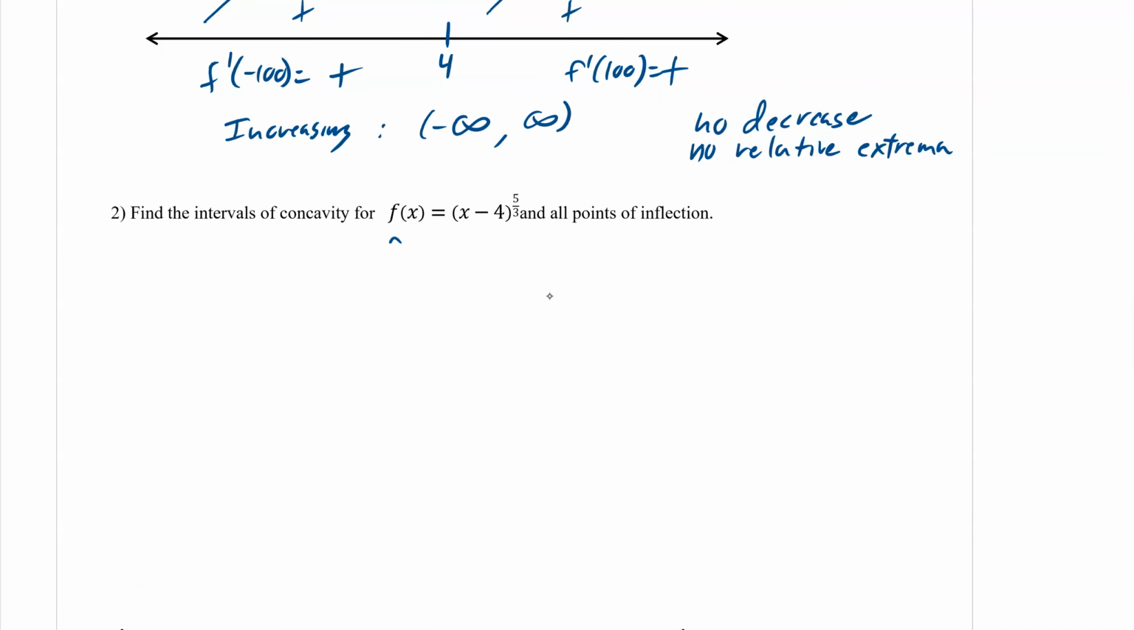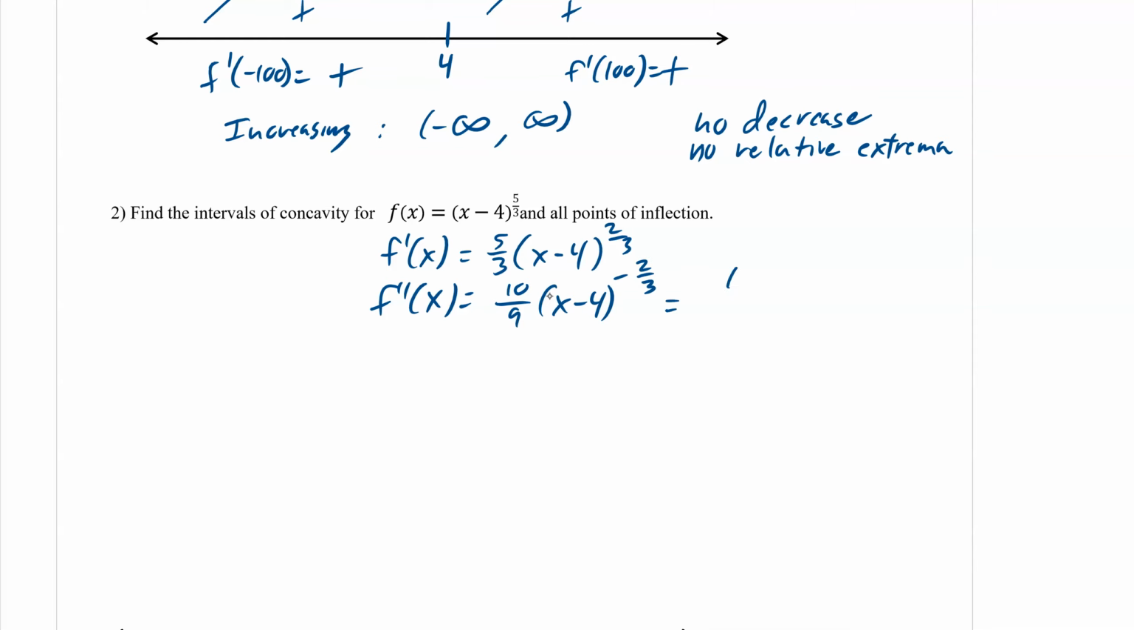It would be the same thing. So let's rewrite our derivative. And we take our derivative again. So this would become 10/9 (x − 4) to the negative 2/3. So rewriting, we would get 1/3. We would get 10/9, and then that would be the cube root of (x − 4) this way.